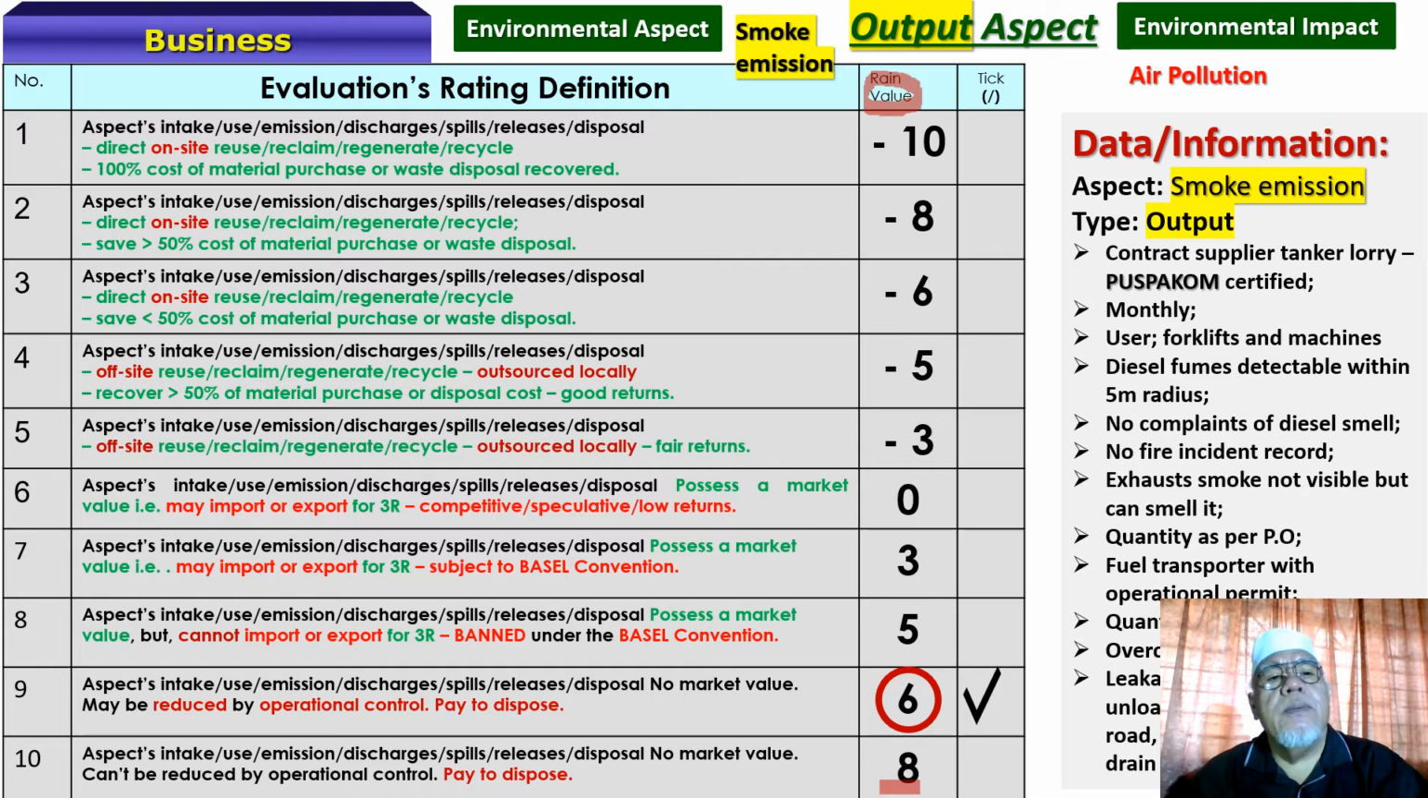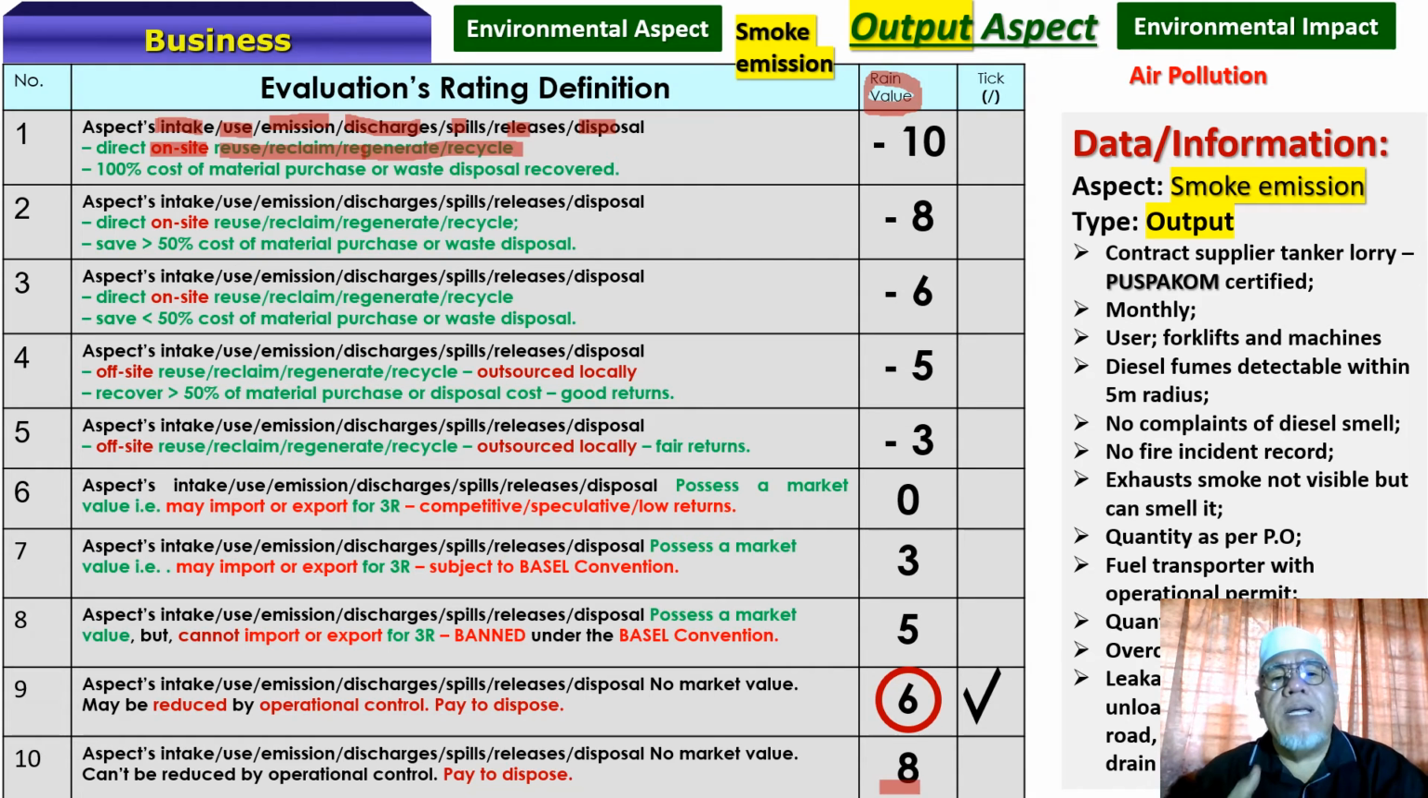The way we do this rating is when an aspect comes in as perhaps raw material or is being used, or an environmental aspect, in this case smoke emission, comes out as an emission or discharge or spill or even release or even disposal, where you can do direct on-site reuse. Look at that. Reuse, reclaim, regenerate, recycle. This amounts to a 5-star rating for me. Why? This amounts to resource conservation. You are helping slow down or impede the rate of resource depletion. I give you a high score.